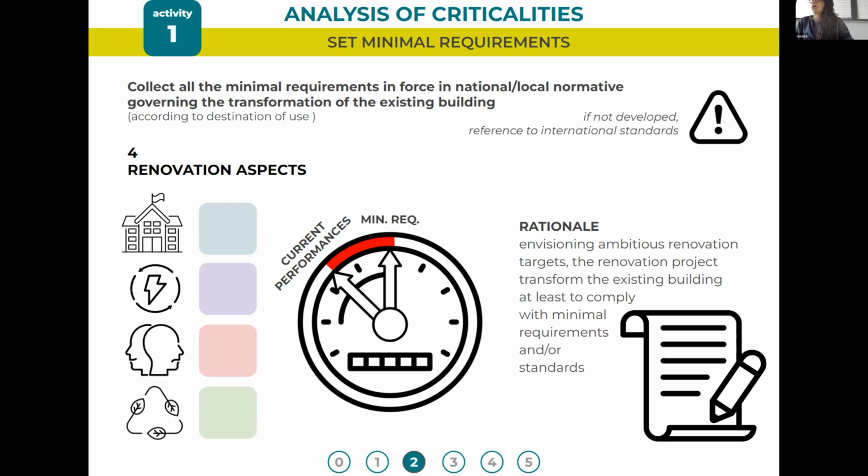The objective of this setting up is that we need to understand, in comparison to actual performance, which are the minimal requirements by law. Because the idea is that if we would like with our living lab to reach a very ambitious renovation target, at least the renovation project has to comply with the minimal requirements. That is the minimal essential to have a successful renovation project.